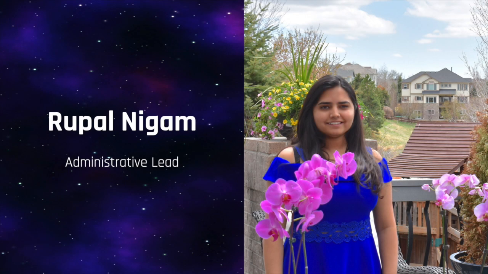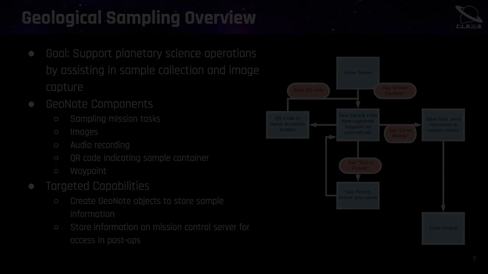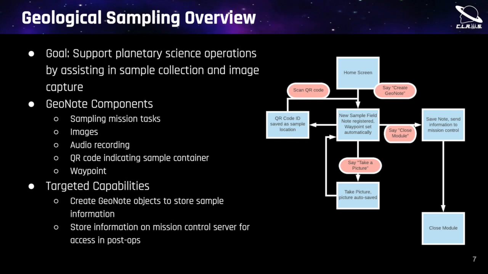Hi, I'm Rupal, the administrative lead for CLAWS, and I'm going to be talking about the rest of the modules. For the sampling task, our goal is to support planetary science operations through GeoNodes. GeoNodes consist of sampling specific mission tasks, associated imagery, audio recordings of voice notes, QR codes of the sampling containers, and a waypoint that marks the sampling site. This information is stored on the MCC and can be accessed easily during post-mission analysis.